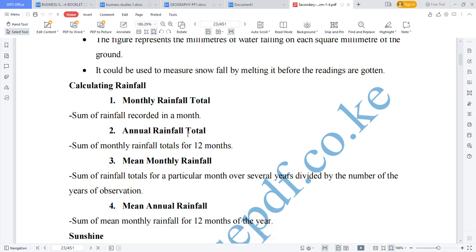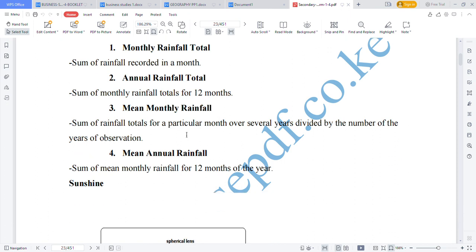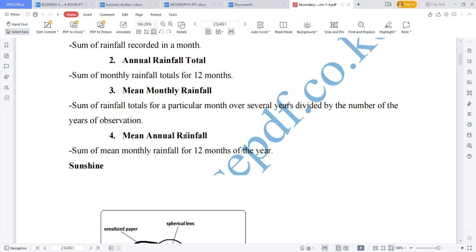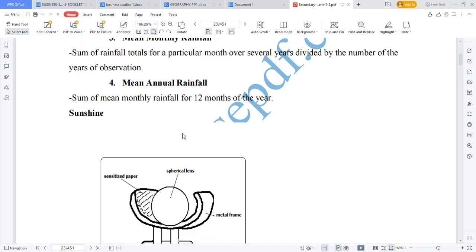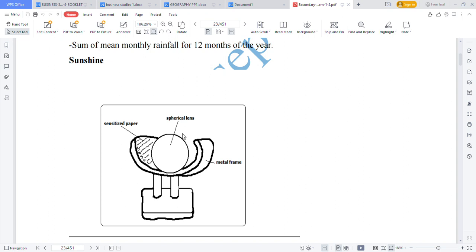Calculating rainfall. You have monthly rainfall total, which is just the sum of rainfall recorded in a month. Annual rainfall total is the sum of monthly rainfall totals for 12 months. You have mean monthly rainfall. It is the sum of rainfall totals for a particular month over several years divided by the number of years of observation. Then you have mean annual rainfall, the sum of mean monthly rainfall for 12 months of a year.